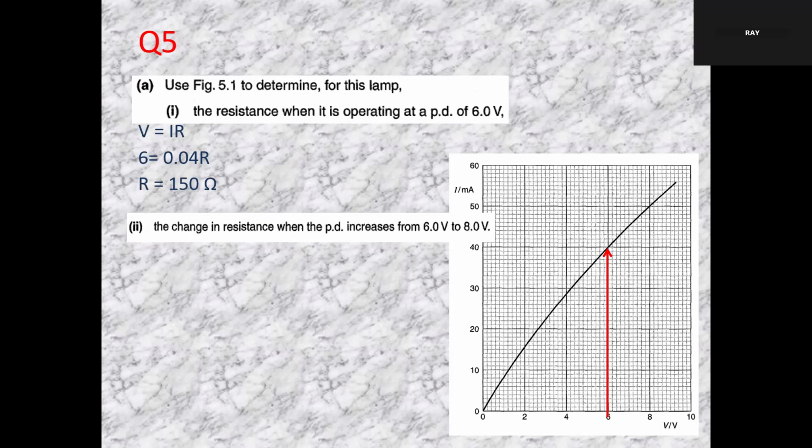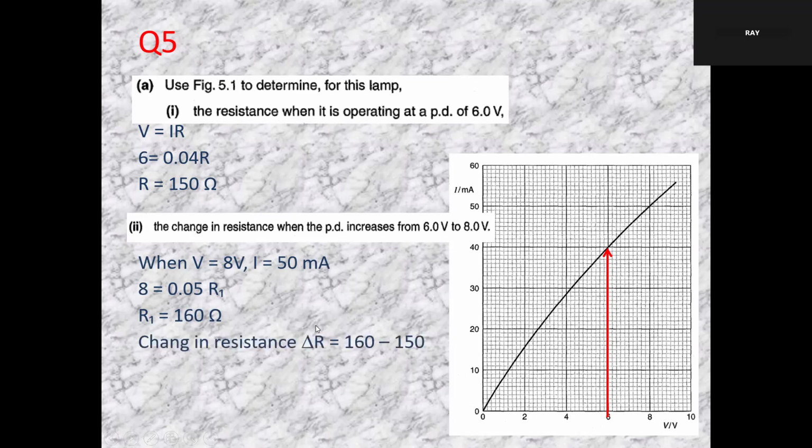The change in resistance when the PD increases from 6 volt to 8 volt. For 6 volt, we have calculated the resistance. For 8 volt, that's your 8 volt, the current is 50 milliampere, so calculate out 160 ohm. So subtract to get the change in resistance. This one subtract that, 10 ohm.